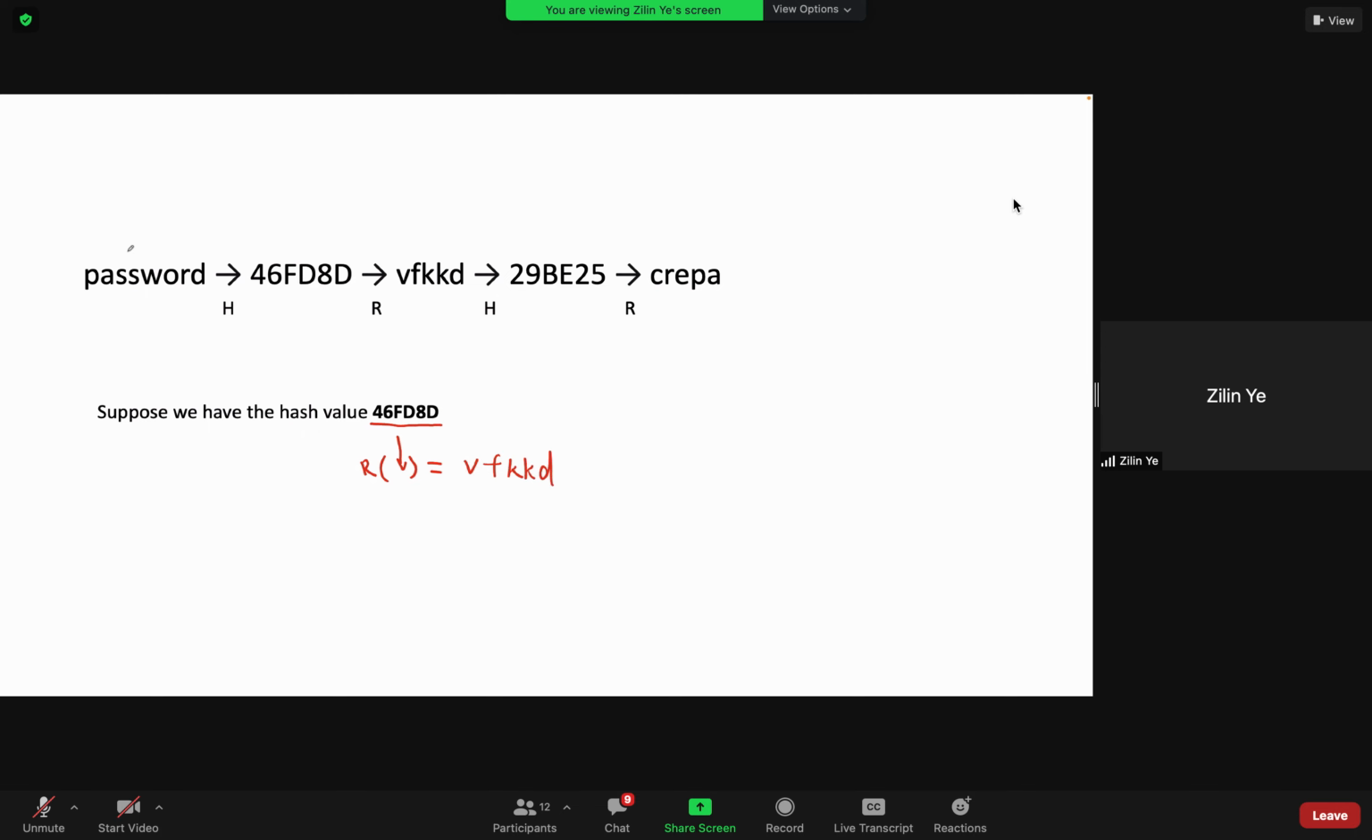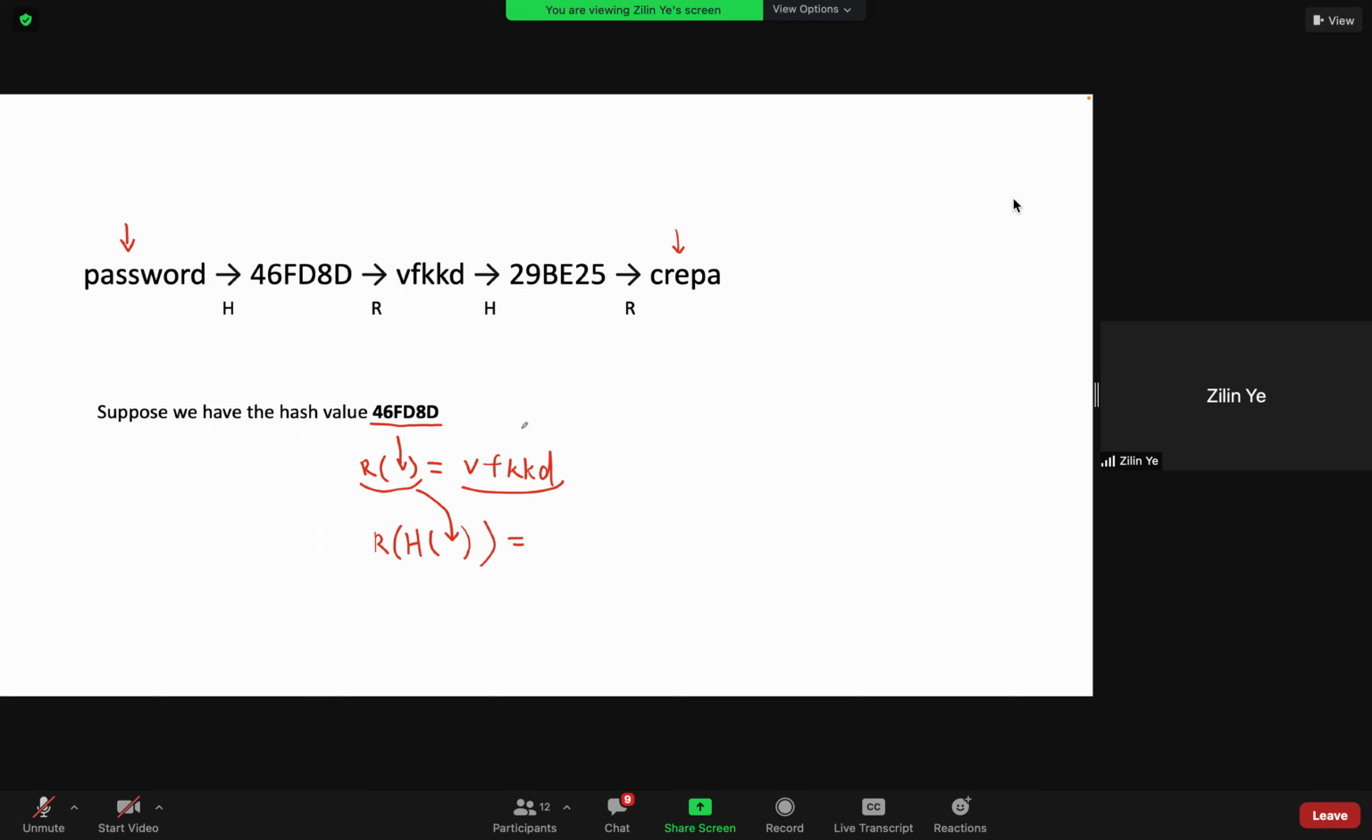Does VFKKD match any head or tail? Well, just assume I only have this one chain in my database. It doesn't, right? Because if we compare this with the tail, it's not a match. If we compare this with the head, it's not either. So what do we do? We just repeat this process. We take the hash of the result of this reduce function, and then we reduce it again.